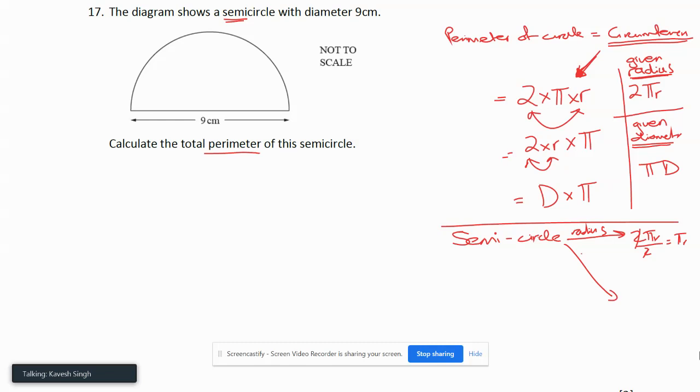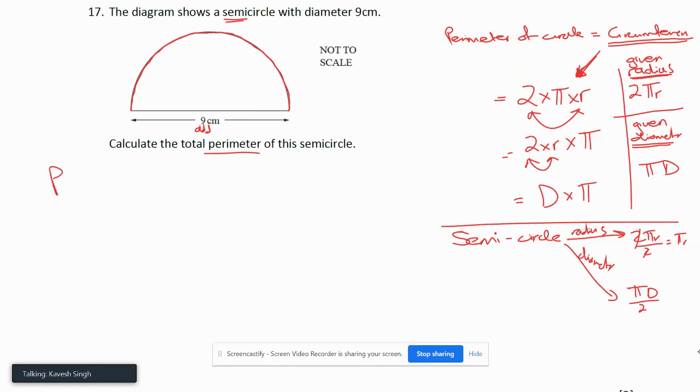Or if you're given the diameter, you could use pi times d divided by 2. And that will end up as pi times radius because the diameter divided by 2 is radius anyway. So those are the two formulas that we want to use. Now the total perimeter, remember that if we use this formula, we're only going to be calculating that part, which means we still have to add the 9 at the end to it.